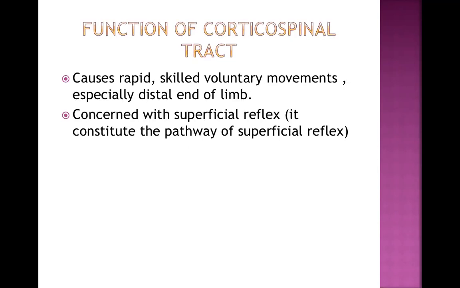Now, what are the functions of this corticospinal tract? Remember, before going into the detail here, let me revise one sentence quickly. Lower motor neurons, whether they are present in the brainstem or spinal cord, are controlled or supplied by upper motor neurons. That means corticospinal tract. So it causes rapid and skilled voluntary movement, especially of the distal end of a limb. So these rapid and skilled voluntary movements are controlled by corticospinal tract.